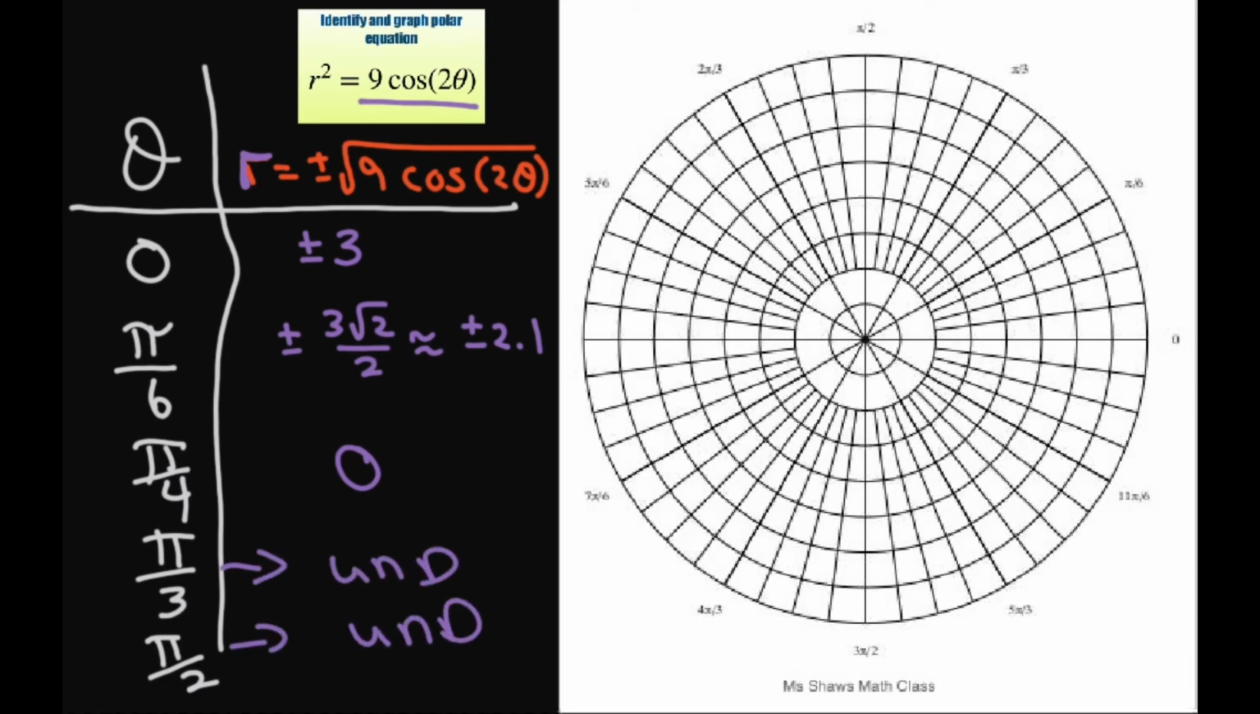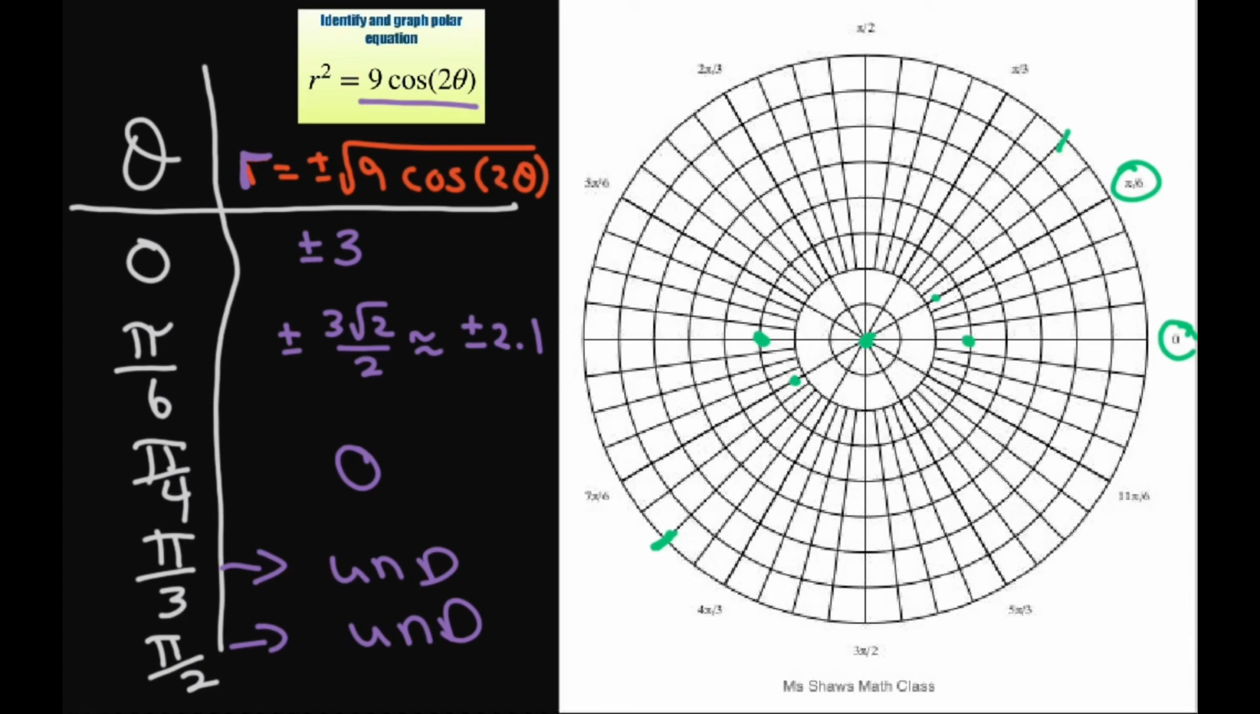So let's try to graph this. Now we're at 0, we're at plus or minus 3. So here's your angle 0. Go out 3 both ways. 1, 2, 3. And 1, 2, 3. At pi divided by 6, we're going out 2.1 both ways. 2.1 here. And at pi divided by 4, we're at 0. All right, so that's going to be from here as well. So your graph looks like this.